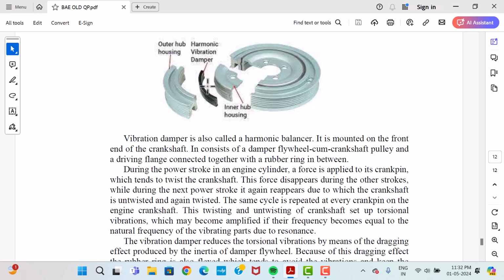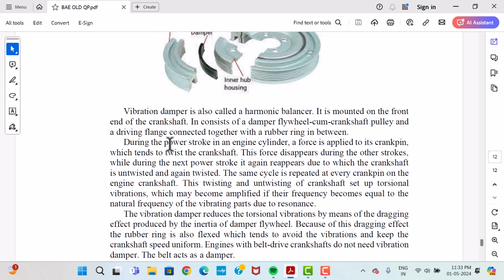Now, to arrest the vibration, we are using a torsional harmonic vibration damper. There is an inner hub and an outer hub. In between, we provide some rubber-type material for damping. The vibration damper is also called a harmonic balancer. It is mounted on the front end of the crankshaft. It consists of a damper flywheel, the crankshaft pulley, and a driving fan connected together with a rubber ring in between.